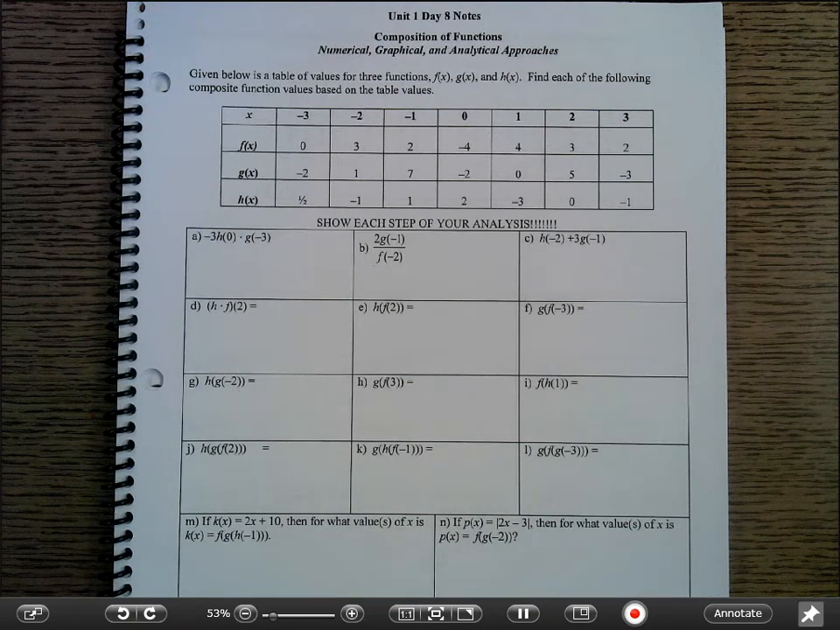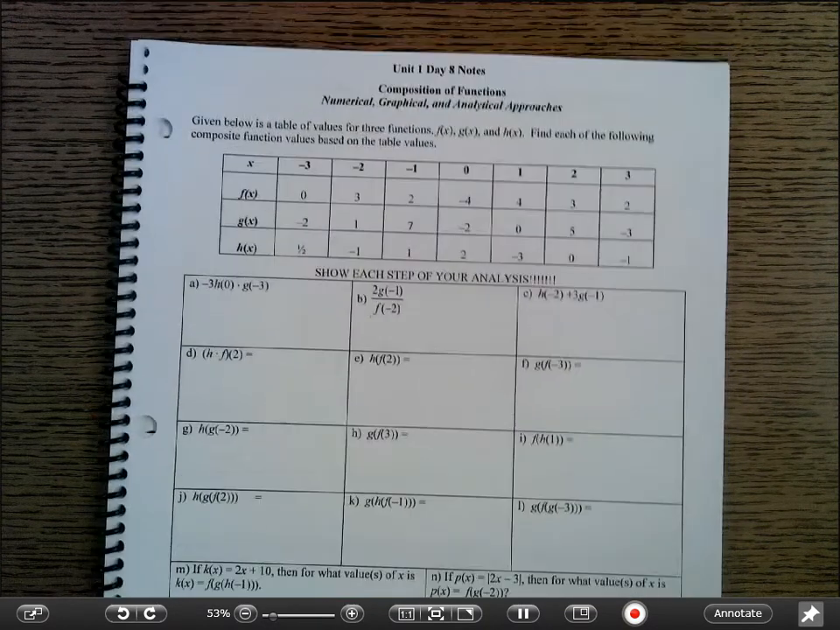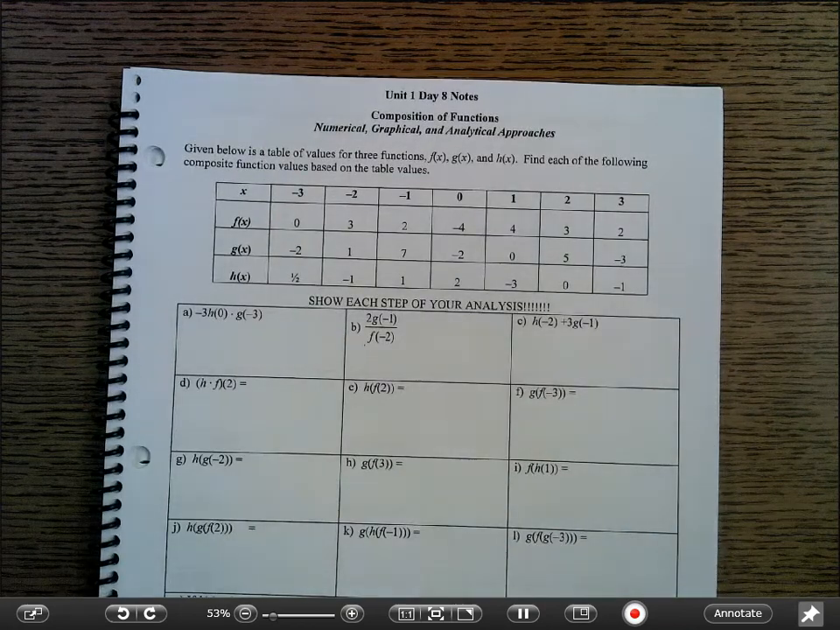Guys, we are going to start with Unit 1, Day 8 notes. And this is just so exciting because this is so much fun for me.